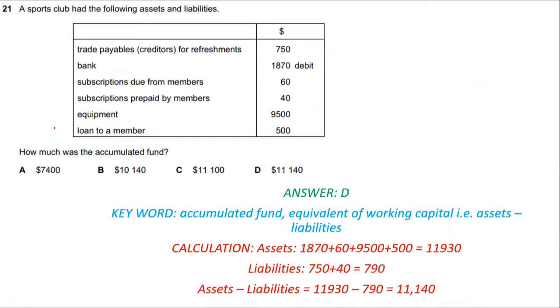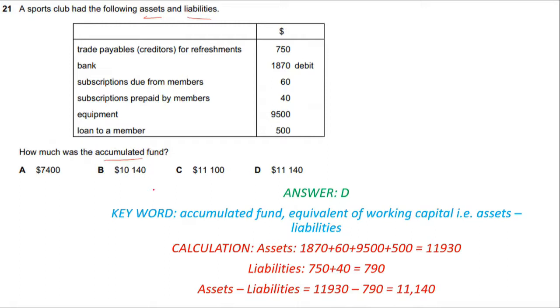Multiple choice number 21. This is basically about club accounting. When you look at the problem, it tells you which topic it is testing you on. So it's a sports club which had the following assets and liabilities. You need to calculate the accumulated fund. Now, what is the accumulated fund?